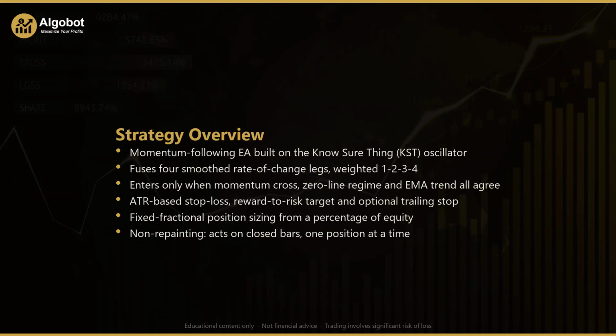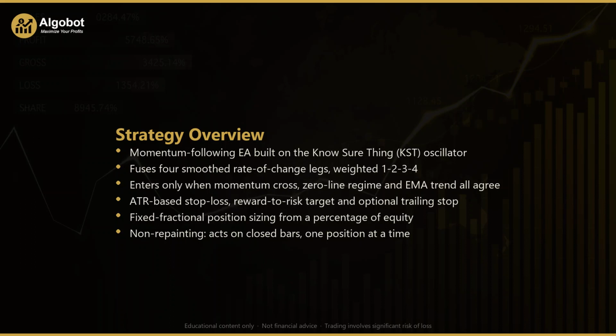So what exactly does this expert advisor do? At its heart, No Sure Thing Momentum Cross is a momentum following system. It watches a single chart and a single time frame, whichever one you attach it to, and it makes every decision on closed bars only, which means it does not repaint or second-guess a candle that is still forming.